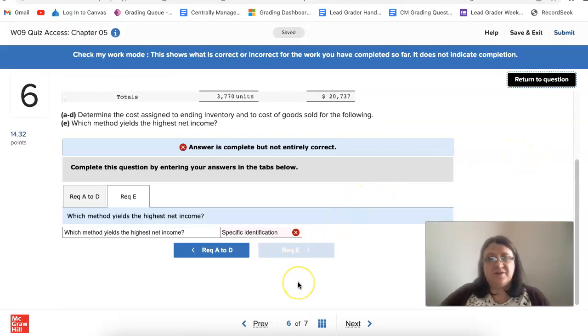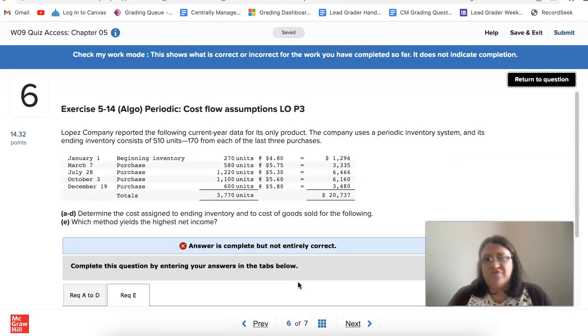Okay, it's saying that's wrong. So we know that it's not LIFO, and we know it's not specific identification. So it would either be weighted average or FIFO. So if anyone wants to comment after they do this, and if they find the right answer, I would love to know so that I can get this right, because that's one thing I couldn't quite figure out, because in my mind it was LIFO that made the most money, but I must be missing something there.